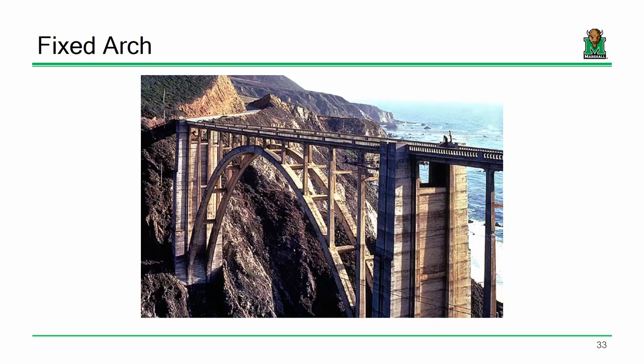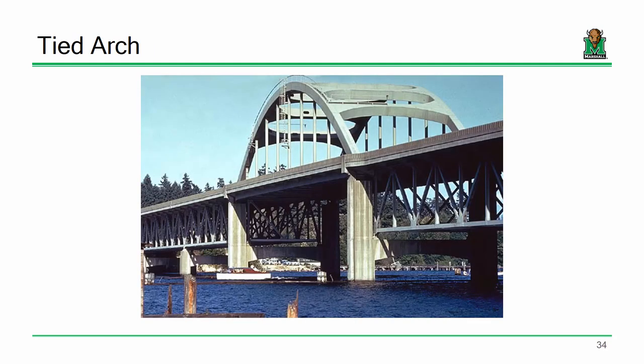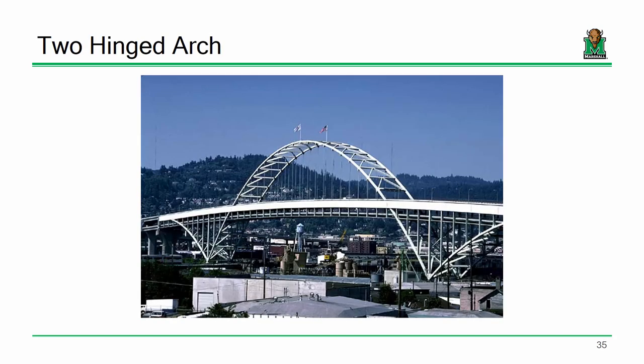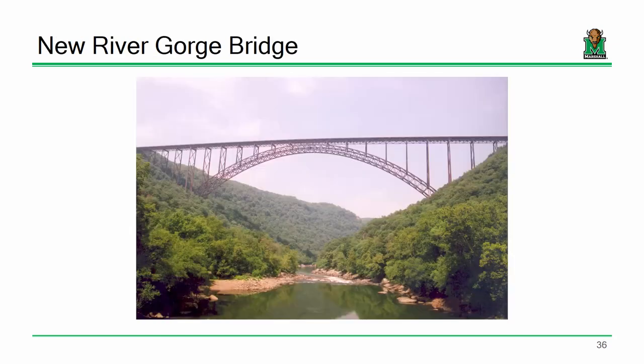Just some other options. We've got fixed arch structures, and just looking at different arches. We have a tied arch, which is essentially connecting the bottom ends of this arch and creating a little bit of tension in the system. We have two hinged arches, hinging the bottom support on each end. I have a feeling at least some of you have seen this bridge before.